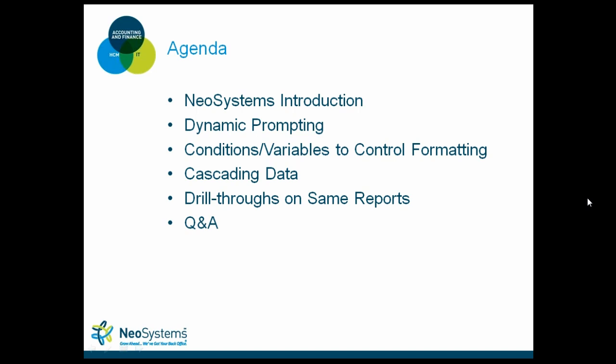Specific topics he's going to cover include conditions and variables to control formatting. This is a really great option that's out there to give you a visual look at how your data is currently sitting, as well as cascading data to show you how data from one prompt can flow through additional ones throughout the Cognos system. Another great feature is definitely the drill-throughs on the same reports, so you can dive down to an extra level of detail and really give your managers and your business line owners a nice little snapshot into what's happening.